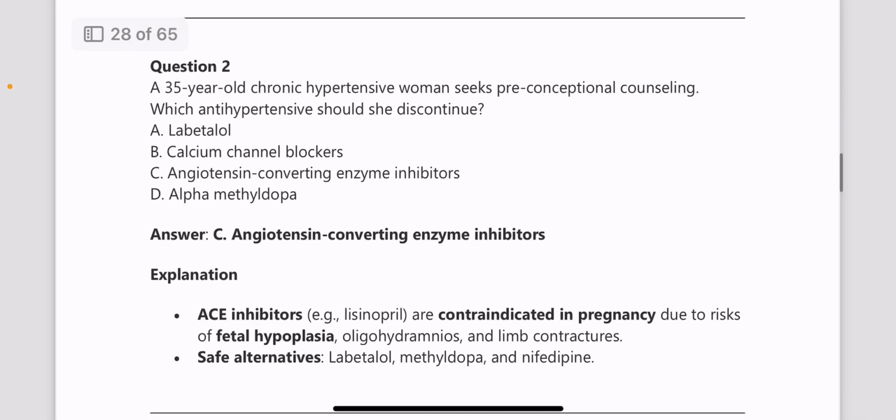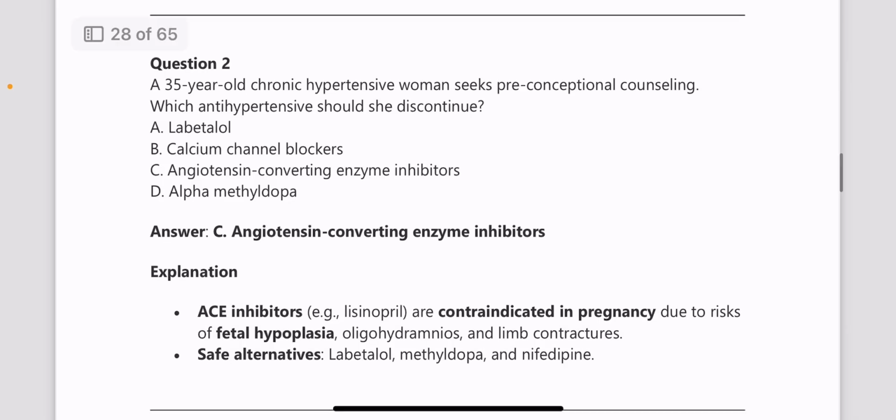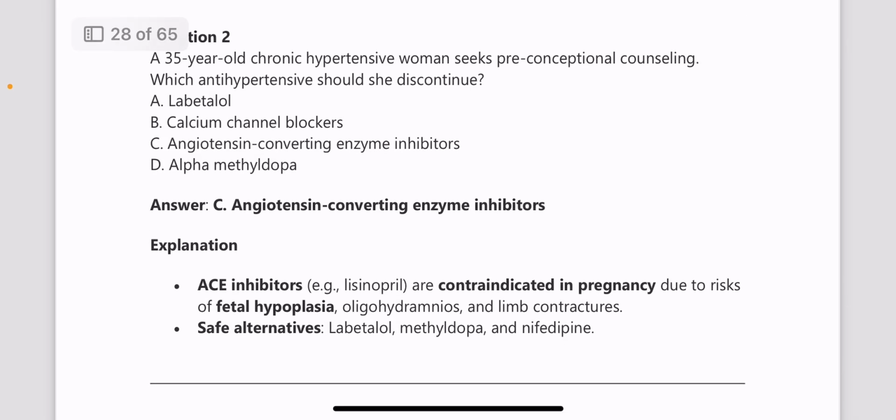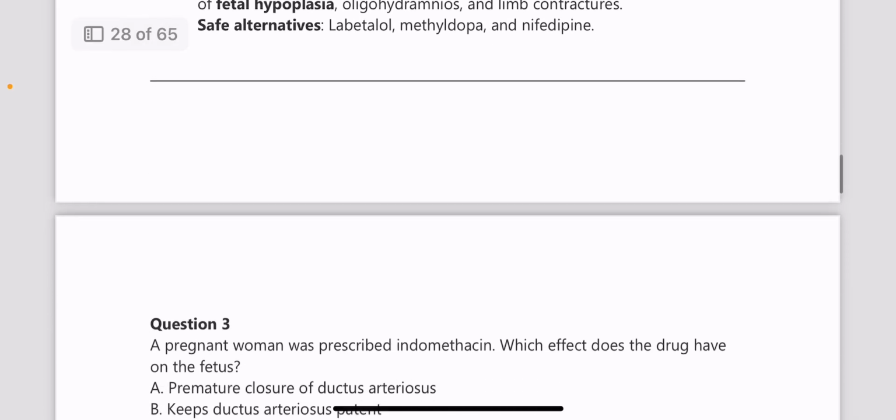Next, a 35-year-old chronic hypertensive patient seeks preconceptional counseling. Which antihypertensive should she discontinue? Answer is ACE inhibitors, because they are contraindicated in pregnancy because of the risk of fetal hypoplasia, oligohydramnios, and limb contracture. Also, ARBs are contraindicated in pregnancy.